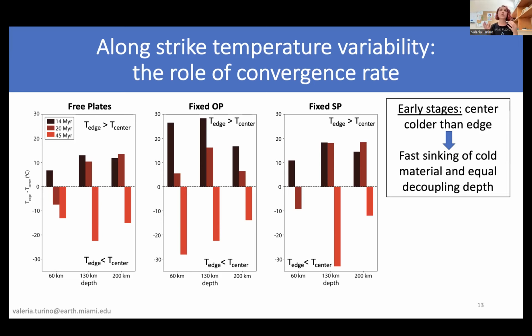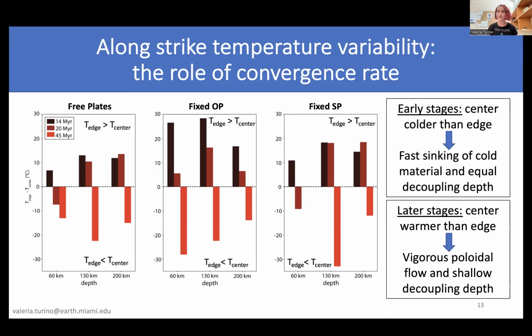And this is going to cause a localized decrease in temperatures at the slab center. On the other hand, if we look at the later stages of subduction, we know that after the slab interacts with the upper-lower mantle boundary, everything slows down. We see that the center becomes warmer than the edge. So, as I said, everything slows down after the interaction with the lower mantle.